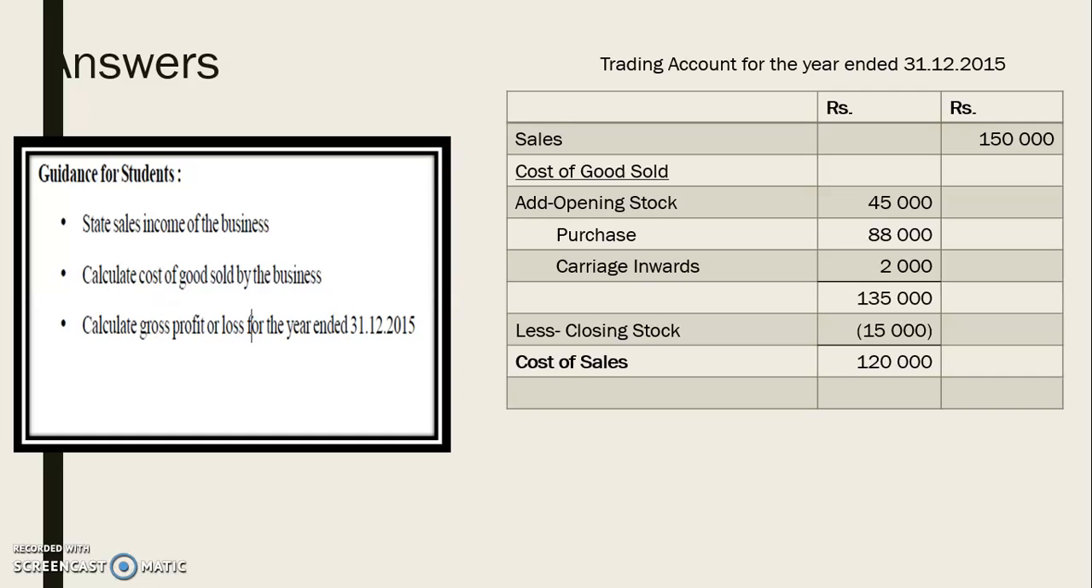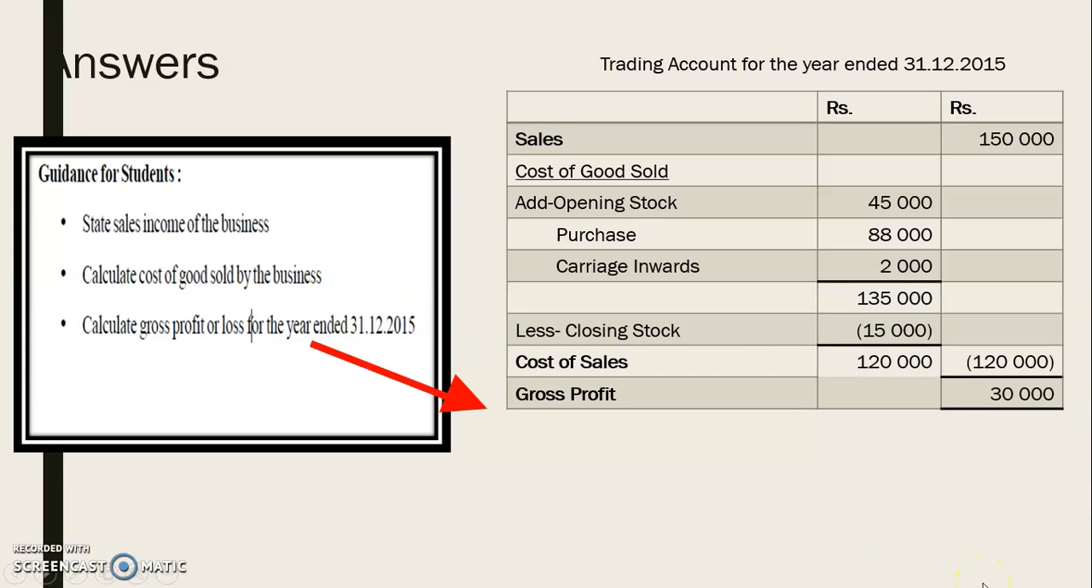Okay, so we have the sales and then the cost of goods sold. First we have to add the opening stock they have given us, 45,000, with that purchase, 88,000. Carriage inwards, 2,000. And the value is 135,000. Now I already told you it's the cost of goods sold, so you have to find only the value for the goods that were sold. So you deduct closing stock value, that is 15,000. When you deduct, you will get the cost of sales, that is 120. So the cost of goods sold by the business is 120,000.